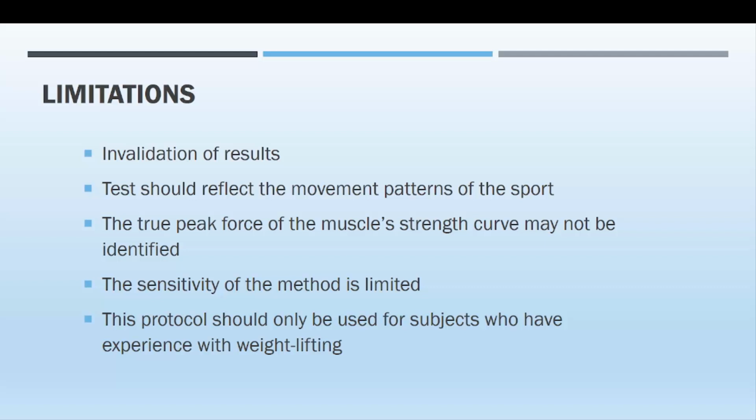The weightlifting method is restricted to identifying the limiting point during the muscle strength curve compared to the resistance supplied by the barbell. This means that true peak force of the muscle strength curve may not be identified. Test-to-test variation is about 10% in this method, and the sensitivity of this method is limited. This protocol also requires maximal effort. This means it should only be used for subjects who have experience with weightlifting.